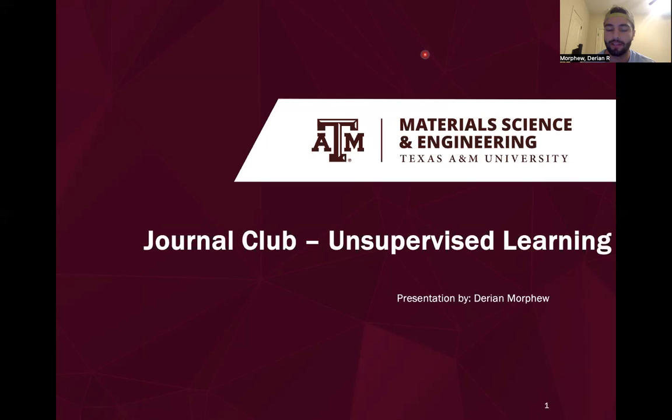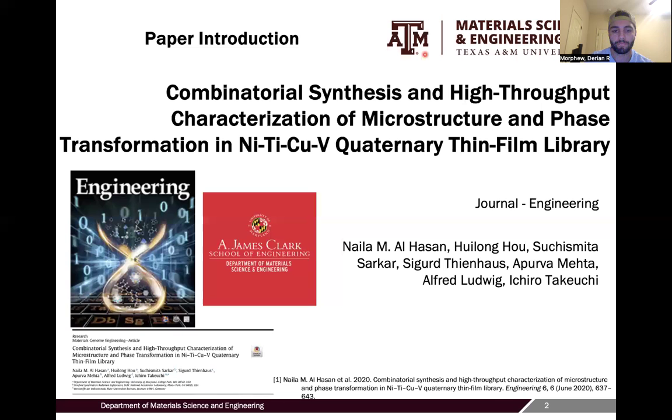Today I'm going to be talking about the Journal Club presentation paper that I chose, which is over the topic of unsupervised learning. The paper that I chose is somewhat adjacent and related to the research that I do with shape memory alloys and elastocaloric refrigeration. The title of this paper is Combinatorial Synthesis and High-Throughput Characterization of Microstructure and Phase Transformation in Nickel, Titanium, Copper, Vanadium, Quaternary Thin Film Library.